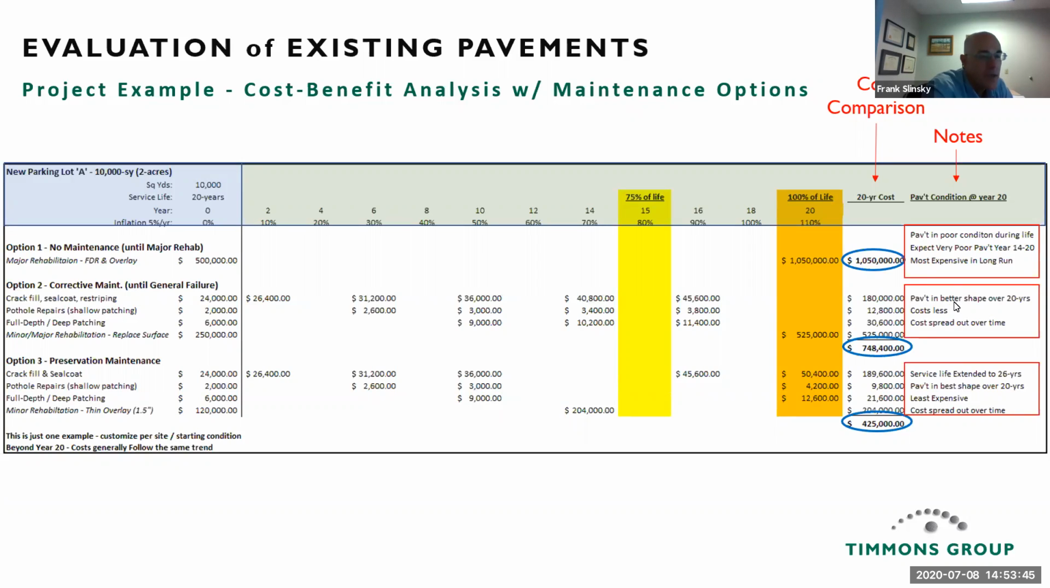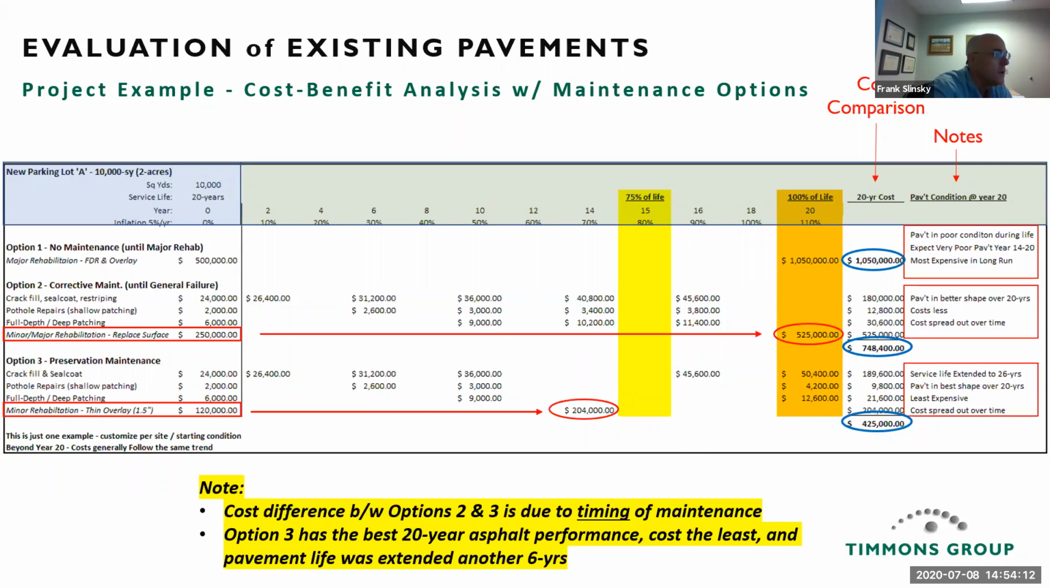Option 2 is pavement is in better shape over 20 years. It costs less, and the cost is spread out over time. And then option 3 is the service life was extended to year 26. Pavement is in the best shape over the 20 years compared to the other 2. It's the least expensive, and cost is also spread out over time. The cost difference between options 2 and 3 is due to timing of maintenance. Option 3 has the best 20-year asphalt performance, cost the least, and pavement life was extended another 6 years.